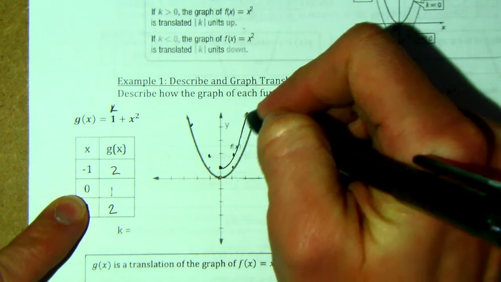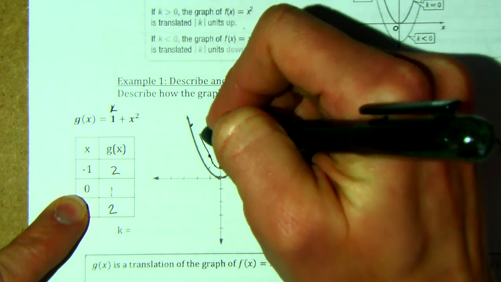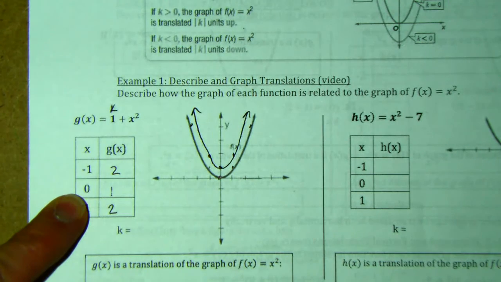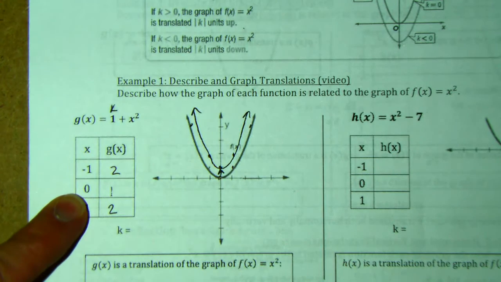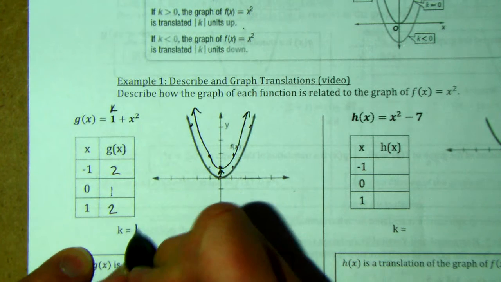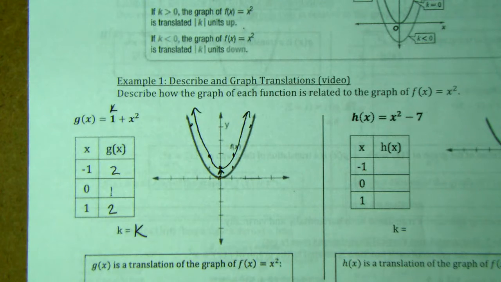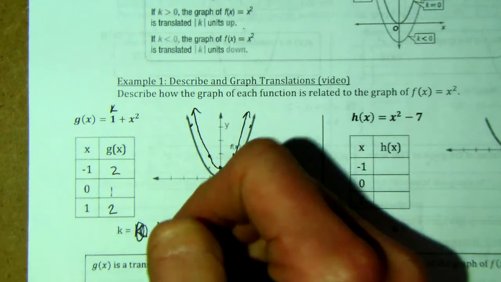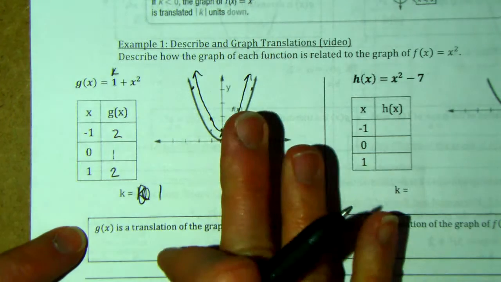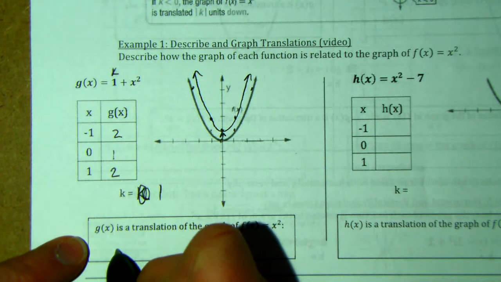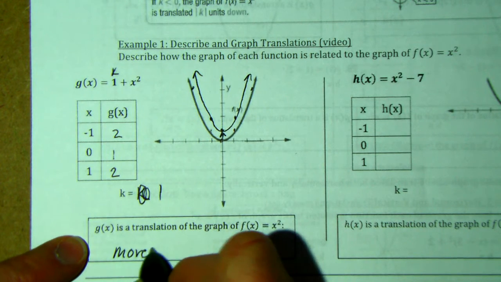Where did it go? It didn't make it skinnier. It just moved it up. So when k is a positive 1, the translation that happens to the original graph is it moves it up 1. Very good. If it was a positive 2, it would go up 2.